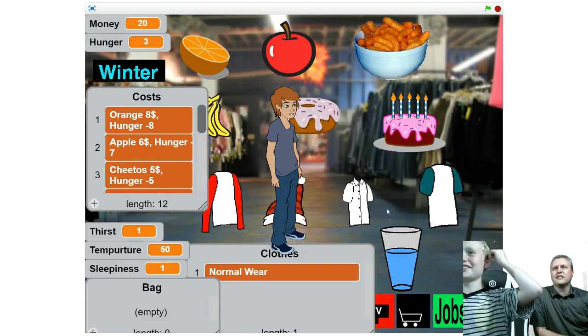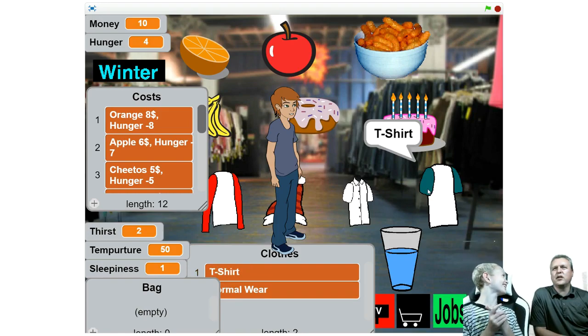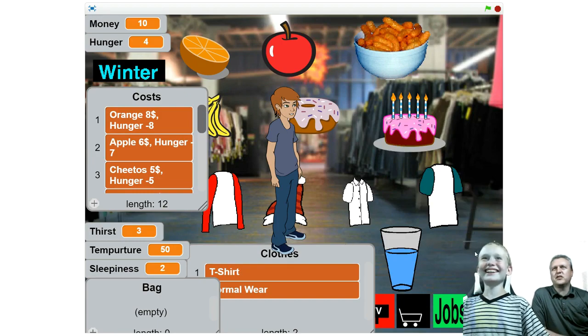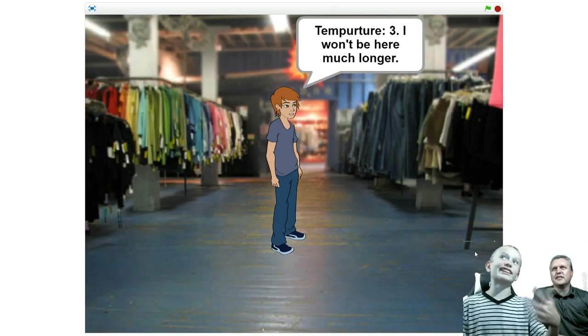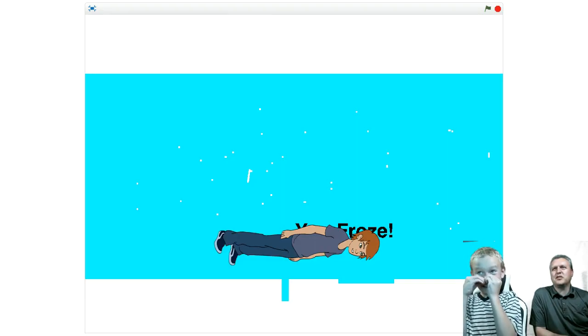We're gonna go to the shop and buy a T-shirt. We're going to die of temperature. We're gonna wear the T-shirt in the winter. Yep. It's still like 50 degrees though, even though that winter thing came up. Yeah. It waits so that you can actually have a chance to survive. Oh, I won't be here much longer.